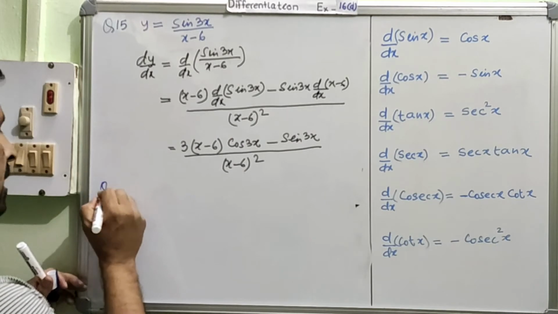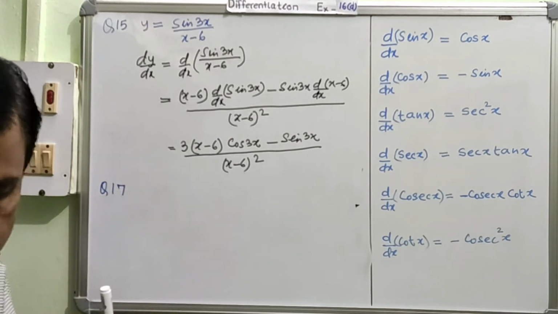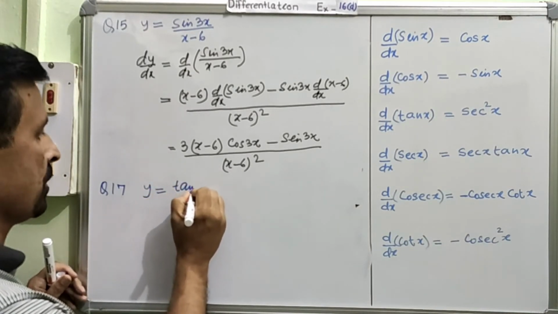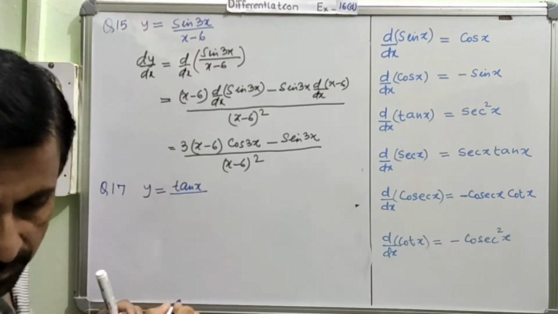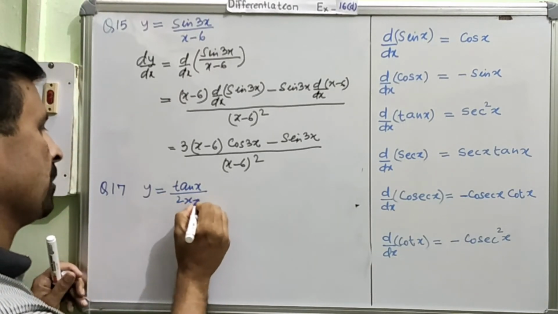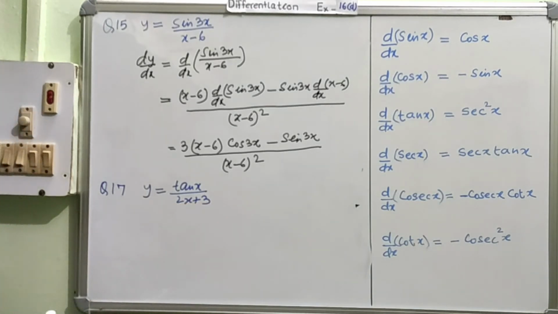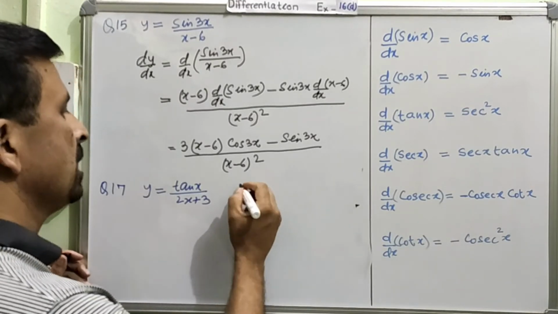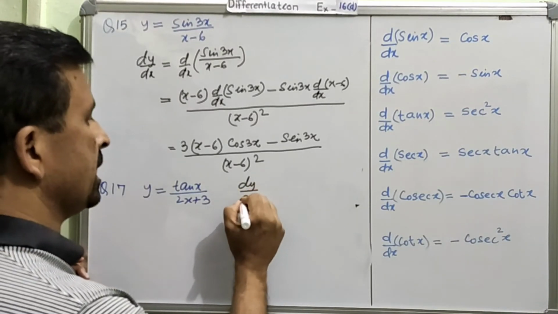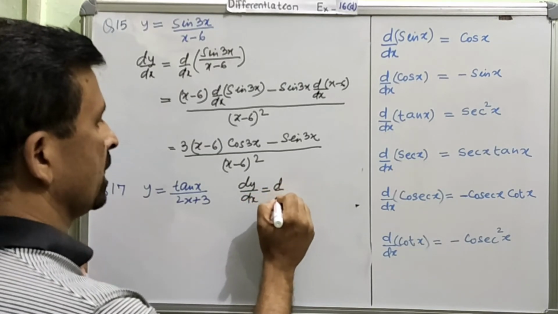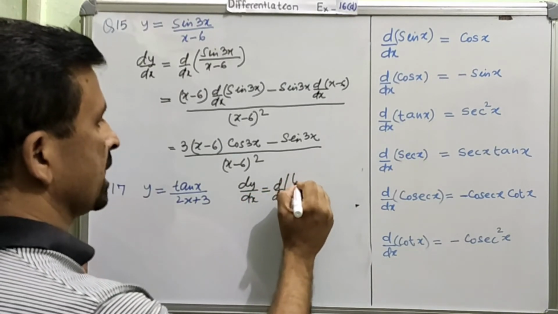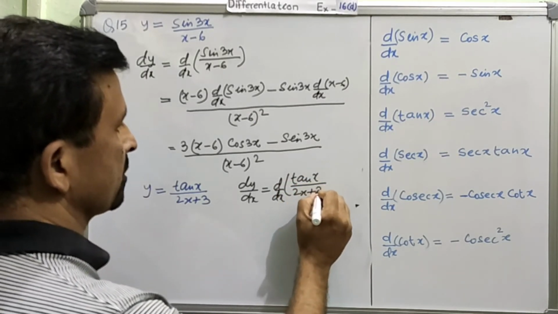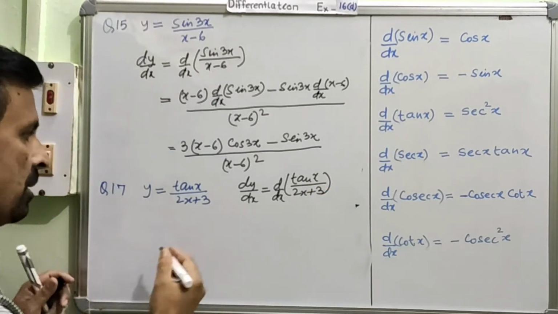Question number 17. This question number 17 is y is equal to tan x divided by 2x plus 3. This function is also same as your question number 15. The combination, mixture of algebraic function and trigonometric function in the quotient form. So we will calculate dy by dx is equal to d over dx of the given function, that is tan x divided by 2x plus 3. Now we are going to begin.